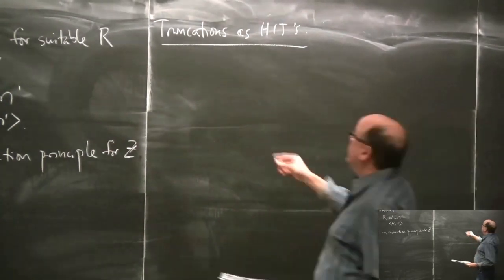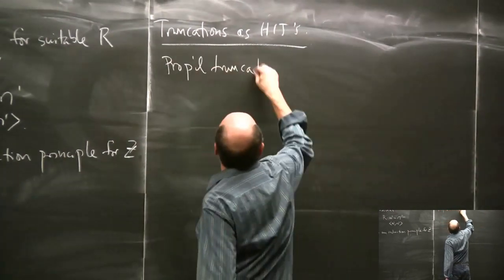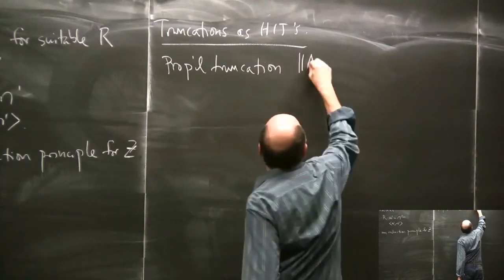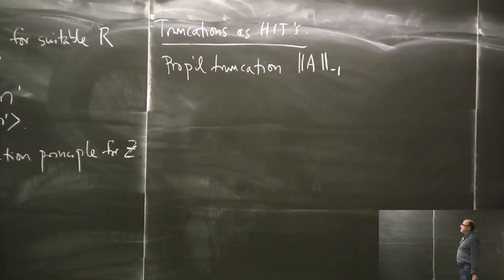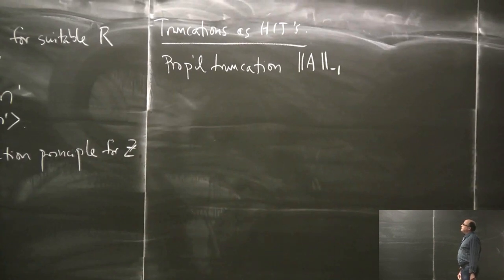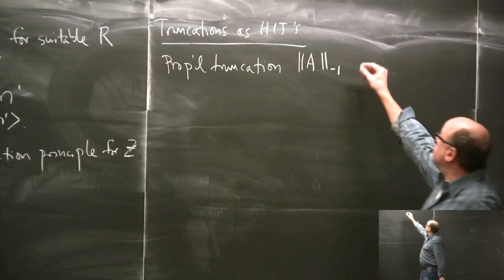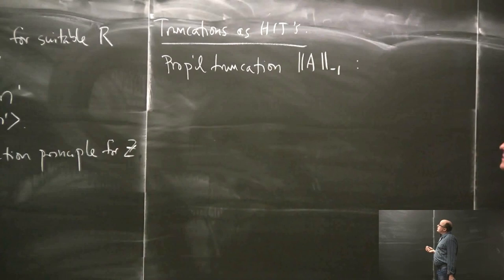So the first one will be the propositional truncation, which we saw before, which we'll now write as A sub minus 1, because you remember when we discussed n-types, we decided that the propositions, in this sense of the term proposition that we use here, are those that are minus 1 truncated, meaning that any two elements you can find are equal. So that's what we're going to do. And this can be defined now as a higher inductive definition; we did it previously as a special case.